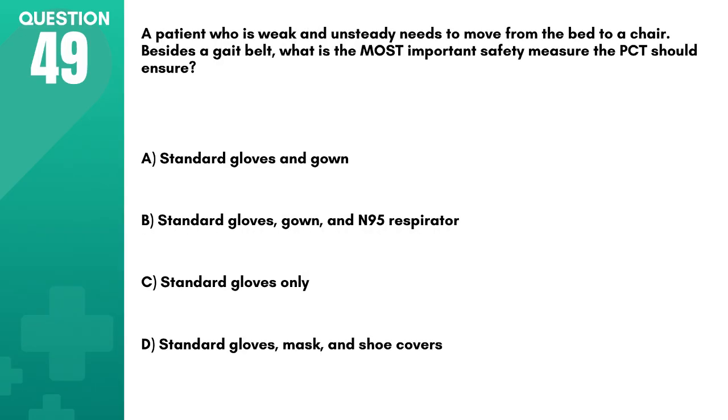Question 49. A patient who is weak and unsteady needs to move from the bed to a chair. Besides a gait belt, what is the most important safety measure the PCT should ensure? A. The patient wears non-slip socks. B. The chair is positioned close to the bed. C. The PCT wears gloves during the transfer. D. The pathway is clear of obstacles.